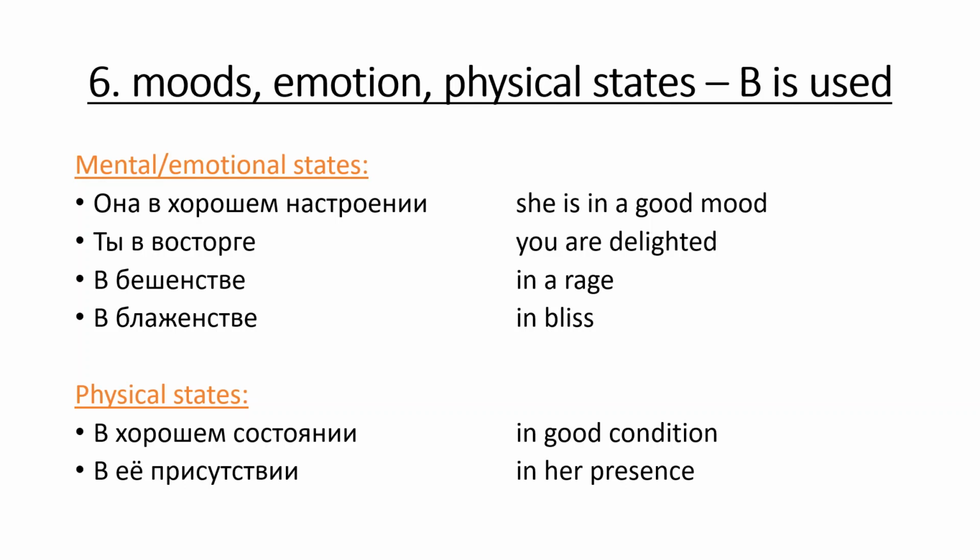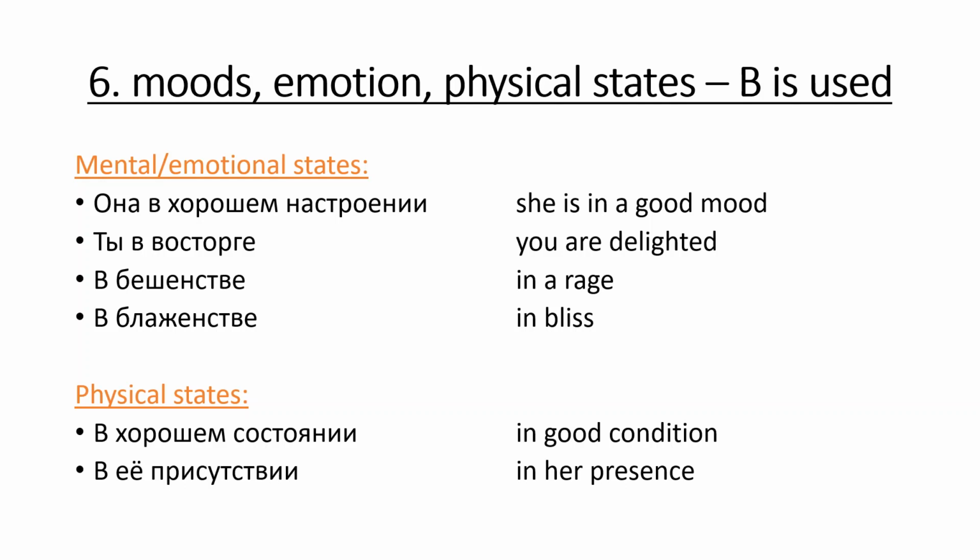So она в хорошем настроении. Хороший is good. Настроение is a neutral noun meaning mood. So она в хорошем настроении. She is in a good mood. Ты в восторге. Восторг is delight. Ты в восторге, you are delighted. Ты в бешенстве, you're in a rage. В бешенстве means in a rage. Бешенство is rage, it's a neutral noun. And в блаженстве is in bliss. Again, блаженство is bliss, another neutral noun.